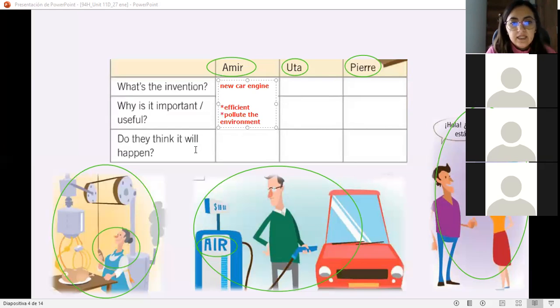What did this guy say? ¿Qué decía el señor? ¿Será que se va a crear este tipo de nuevos motores en el futuro? Yes or no? What do you think?